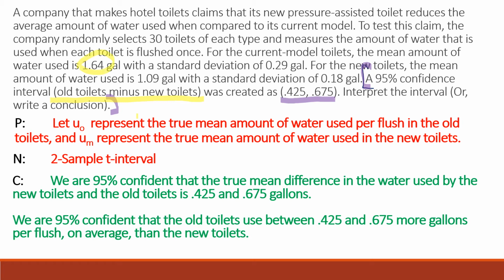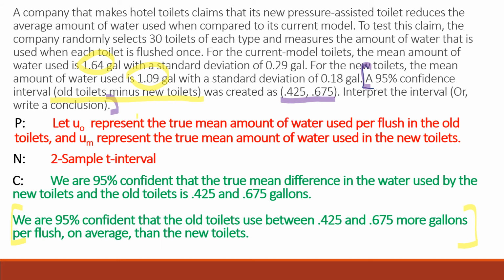We would put in the 1.64 minus 1.09 if we did all the math for it. So the old toilets are using more water. So when we write this, it's better to write it like this. We are 95% confident that the old toilets use between 0.425 and 0.675 more gallons per flush on average than the new toilets.